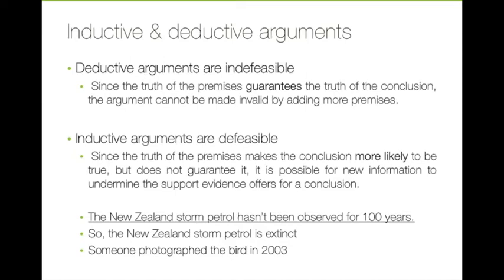So the fact that no one had observed the bird in such a long time was good evidence that it was extinct. But since it was an inductive argument and didn't guarantee the truth of the conclusion, it was possible for new evidence from a new observation to defeat the original argument, so that the lack of observations for all that time no longer even showed that the bird is extinct. It just turned out that the evidence of no observations was just possibly that the bird was very rare or nearly extinct. But the photograph was enough to defeat this argument.